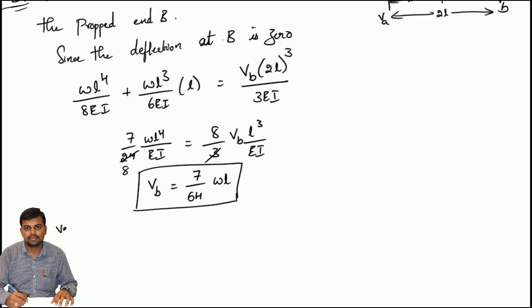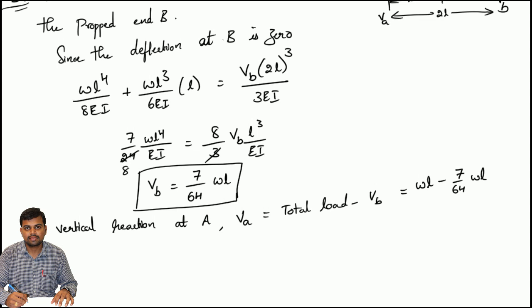Therefore the vertical reaction at A, VA, equals the total load minus the vertical reaction at B, that is WL minus 7 by 64 WL. If you take the LCM, you will get 64 minus 7, that is 57 WL by 64. This will be the vertical reaction at A.